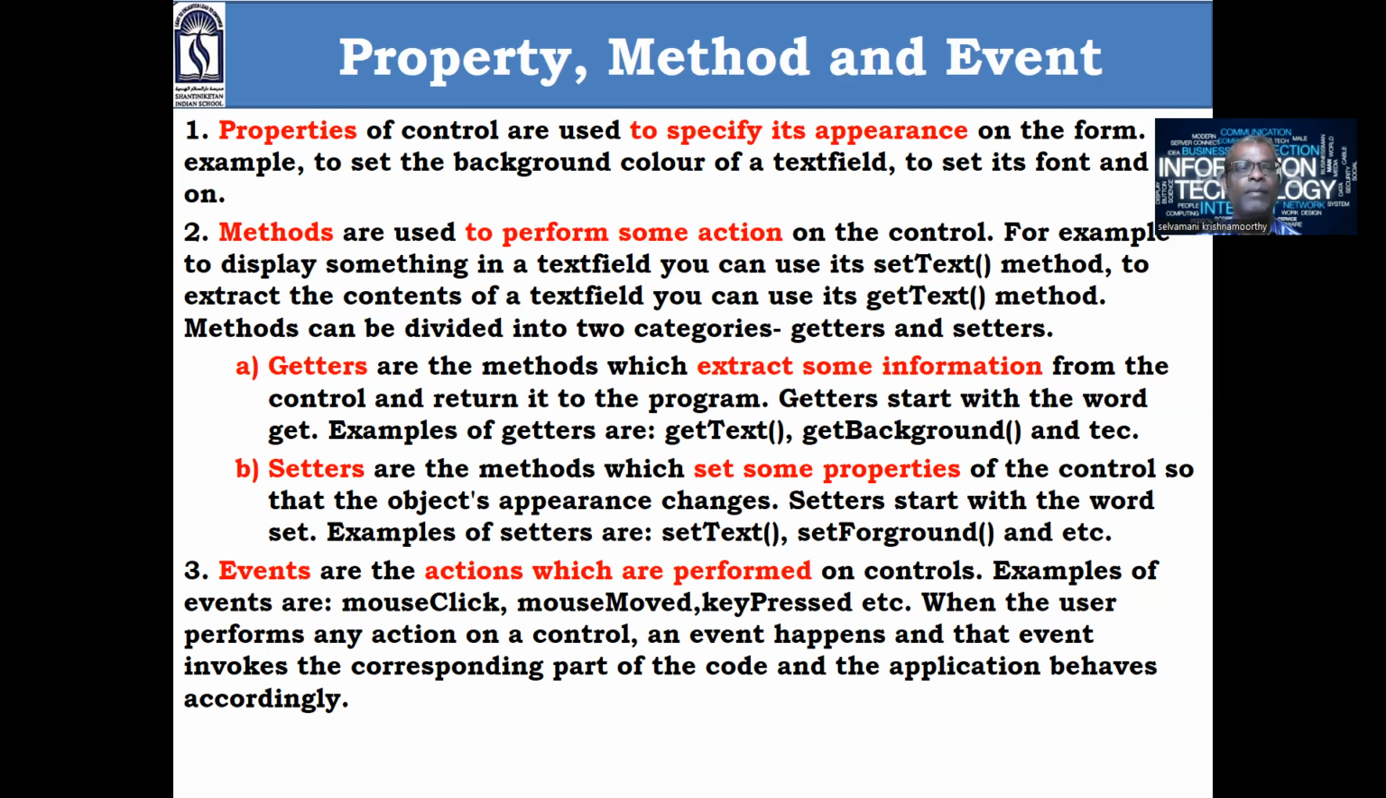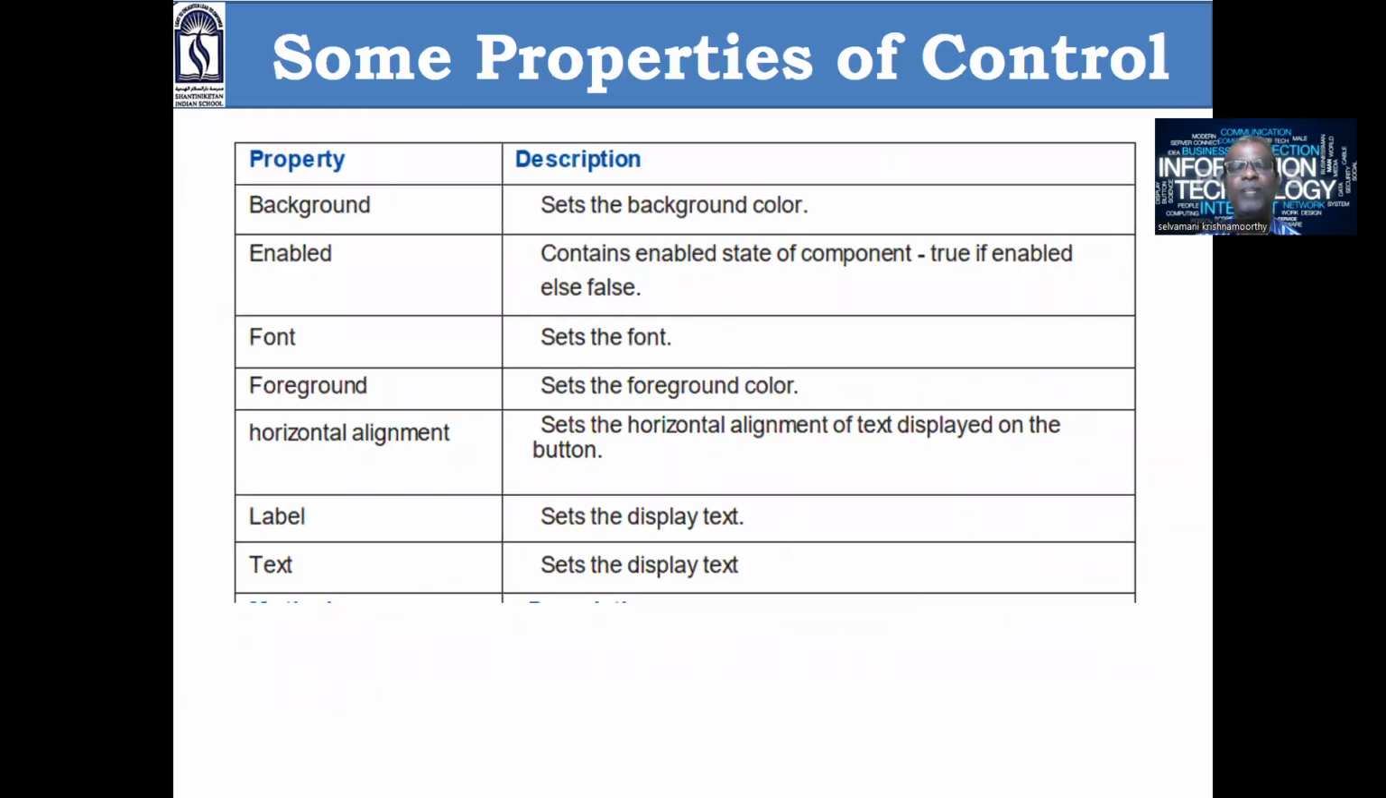Once more, I repeat the same thing. Properties are used to specify the appearance of the control. Methods are used to perform some action, such as set text, get text. Events are actions which are performed on the control. That you must understand. Good. Then we will see some of the properties.